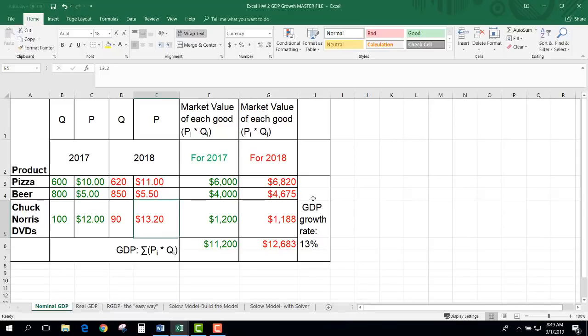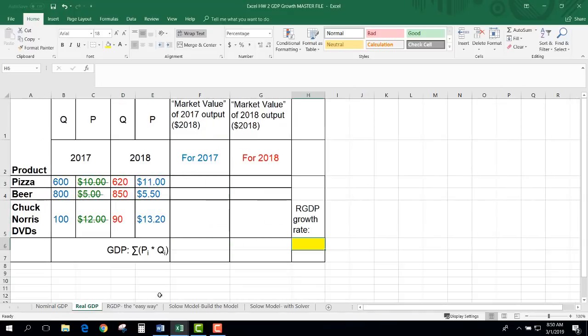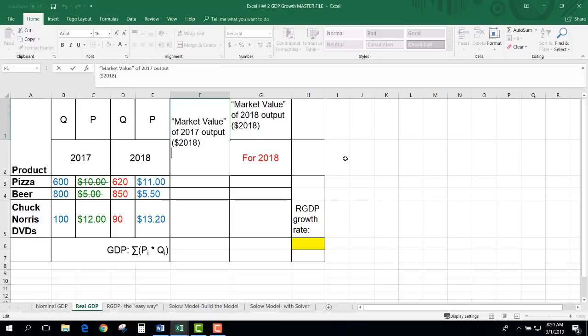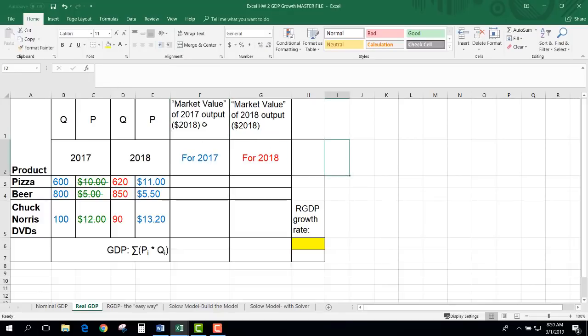So I'm thinking the real change in the value of production is not 13%. In fact, I can probably estimate it's about 10 percentage points less than that, because of the 10% increase in the prices. So let's jump over here to real GDP. We're going to do the same type of math, but we're going to hold the prices constant where? 2018. Okay, so it's real GDP 2018.